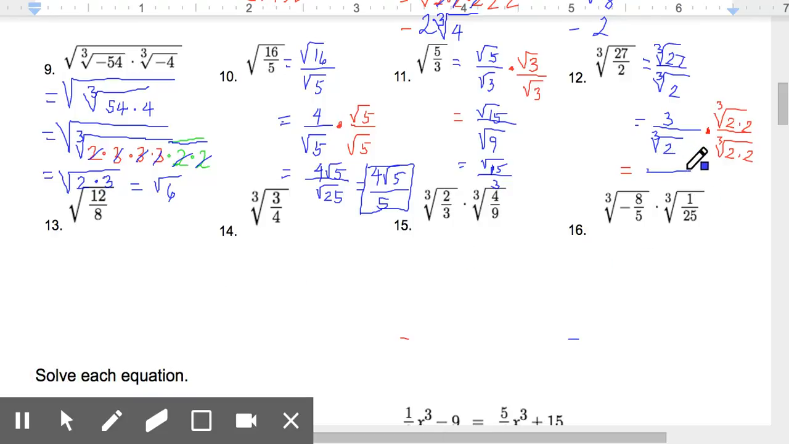So here for the final answer, on the top, we have 3 cube root of 4 over the cube root of 8, which is 2. So there's no more cube root at the bottom. So again, I forgot the 3 here. So 3 cube root of 4 over 2.